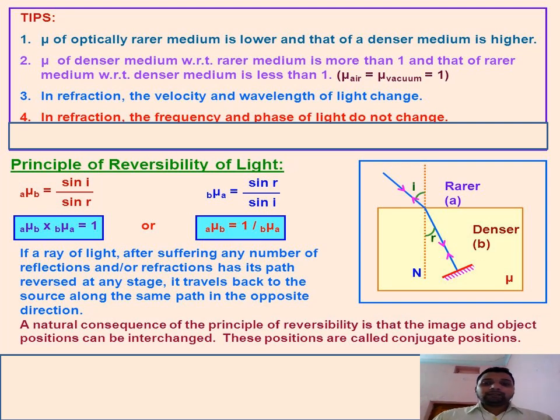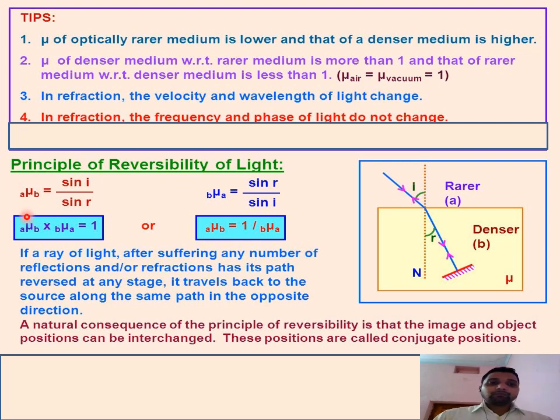Another one, the principle of reversibility. Reversibility means when a ray of light passes from medium A to medium B, hits a reflecting surface, and returns back, we get the reflection of light. When it returns, it will follow the same path but in the opposite direction. That is called the principle of reversibility.